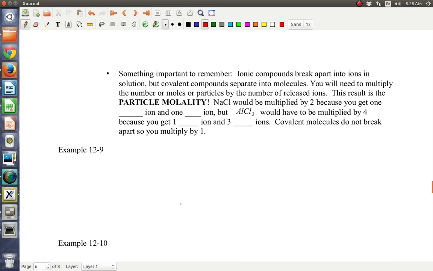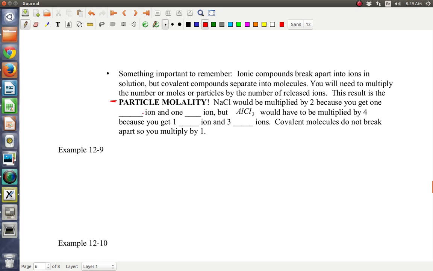Something important to remember, ionic compounds break apart into ions, and I've been talking to you about this. You will need to multiply the number of moles or particles by the number of released ions. The result is the particle molality. The textbook talks about particle molality, where they incorporate the particles count into the little m, and we just use the I to separate it out to make sure that we're accounting for it.